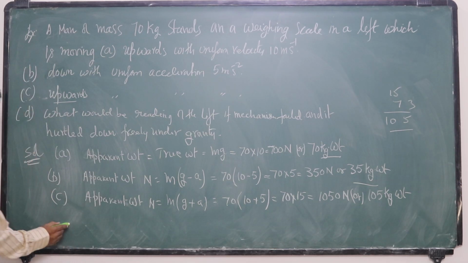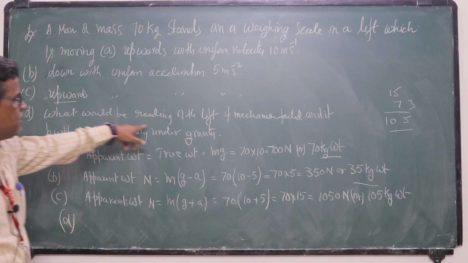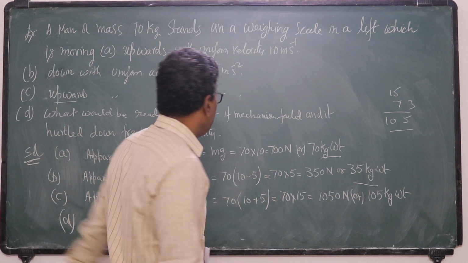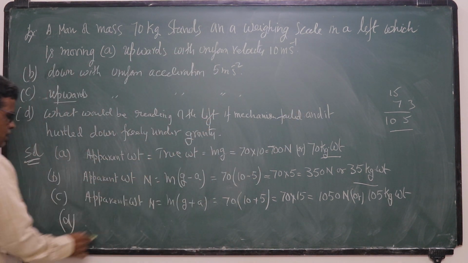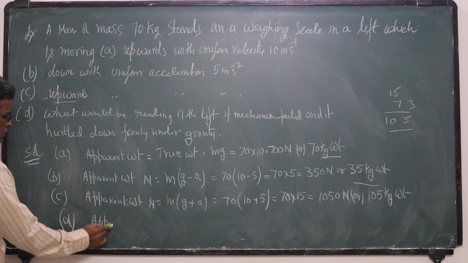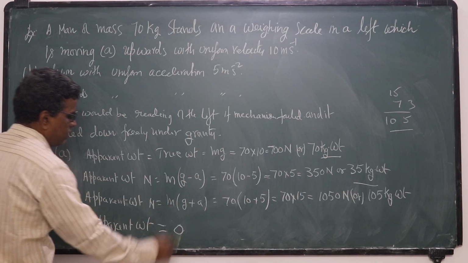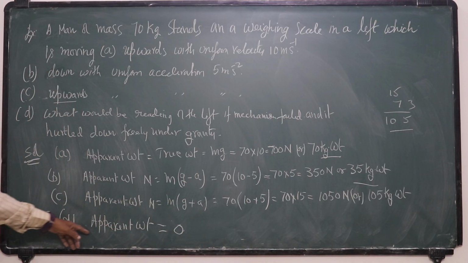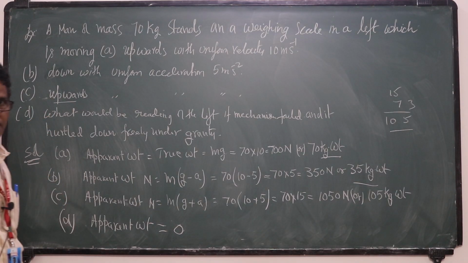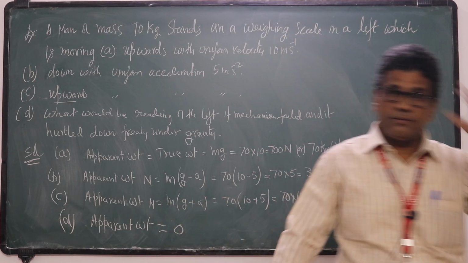Next, D. So when the lift falls, what would be the reading if the mechanism failed? If the mechanism failed, the acceleration becomes g. So the apparent weight is equal to 0. So the apparent weight of the person is 0. This is the answer for the fourth question, D. That means the man feels weightlessness. Okay, take this.